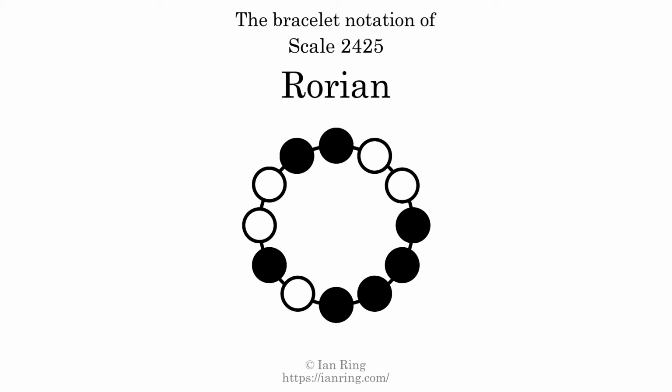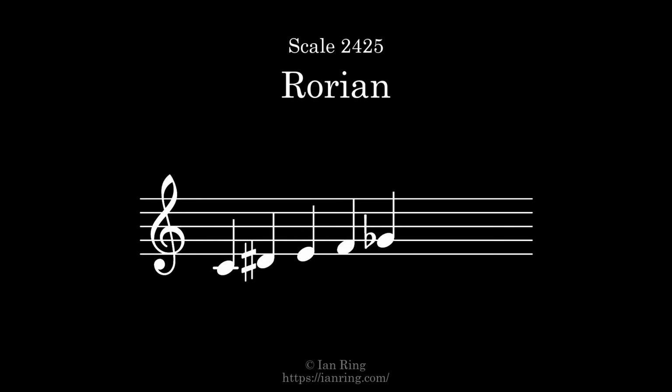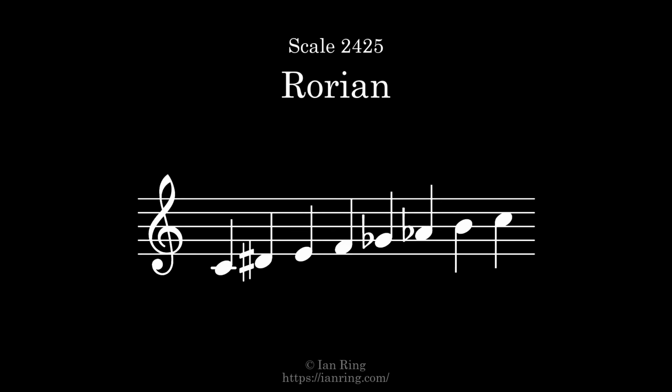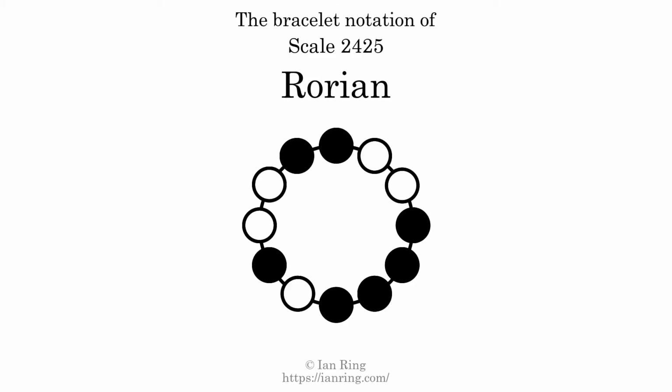2425, Rorian, which sounds like this. This scale has 7 tones, which means it is called a heptatonic scale. This is a bracelet notation diagram of scale 2425. The shaded circles represent tones that appear in the scale, and they are read clockwise, starting at the top.